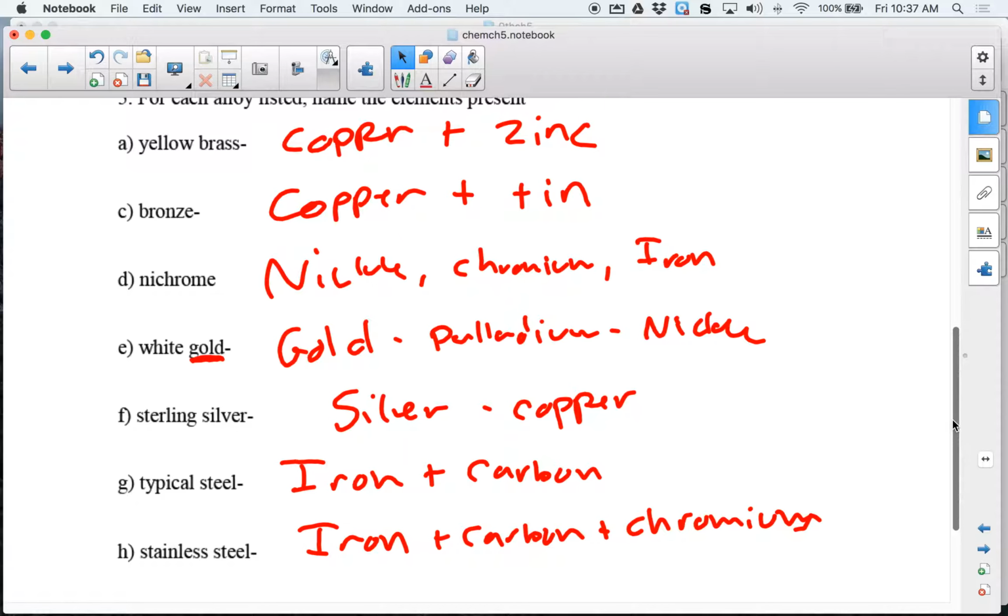The main reason I had you do these is just to get in your minds that these things on the left, brass, bronze, nichrome, white gold, sterling silver, steel, stainless steel, are all alloys, okay? Because remember, on the test, I'm not going to ask what things make up sterling silver. But I may ask you, out of these things listed, which of them are alloys? But again, that shouldn't be that hard, because if it's not on the periodic table, it's going to be an alloy.